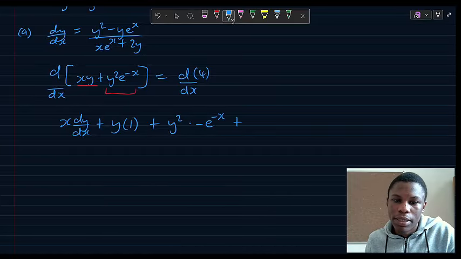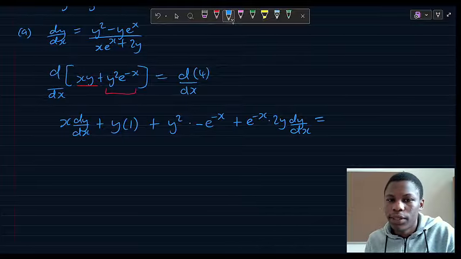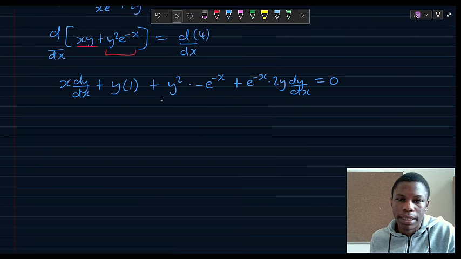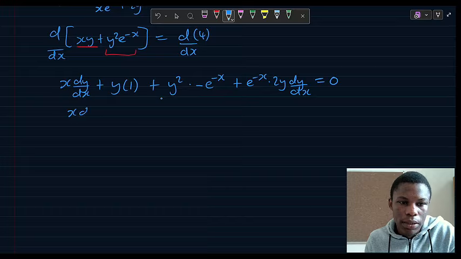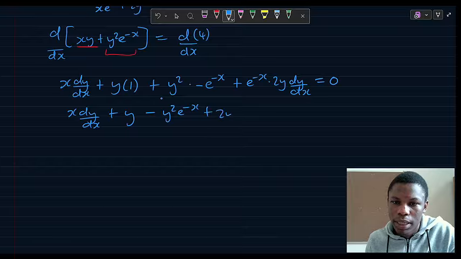Plus, now hold the e to the negative x. Differentiate the y squared. So that goes down, you've got 2y, but also multiply by dy dx. And this is all equal to, differentiate 4, that's a constant, you get 0. So let's simplify. I've got x dy dx plus y minus y squared e to the negative x, and then I've got plus 2y e to the negative x dy dx. And this is all equal to 0.